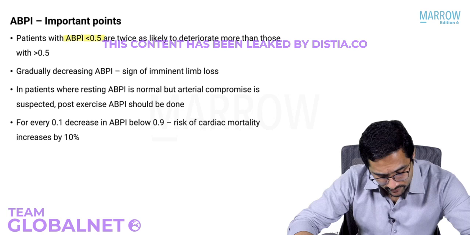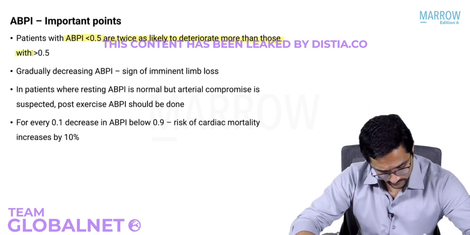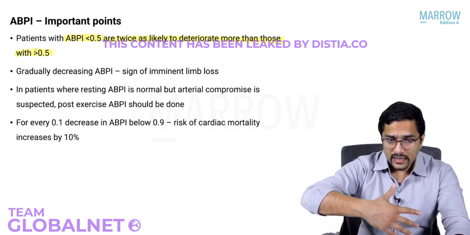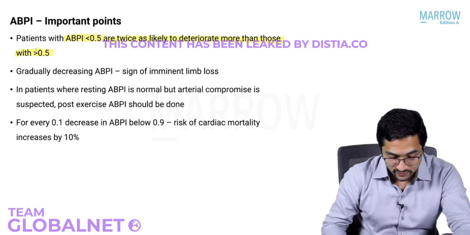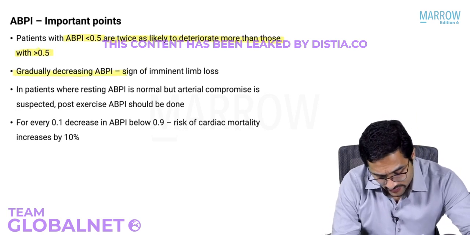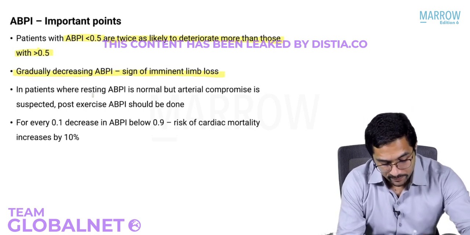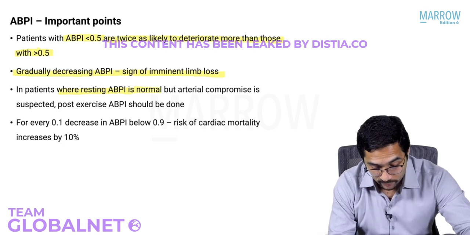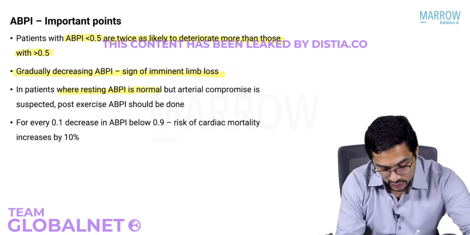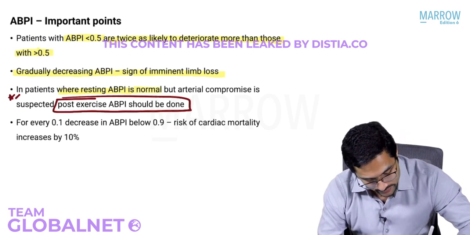So patients who have ABPI less than 0.5 are twice as likely to deteriorate. That means the disease is more likely to progress if the ABPI is less than 0.5. Gradually decreasing ABPI is a sign of imminent limb loss. In patients where resting ABPI is normal but arterial compromise is suspected, then we should do post-exercise ABPI. This is a very important statement.